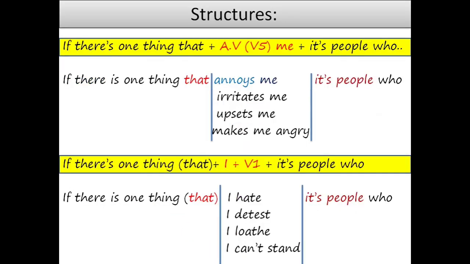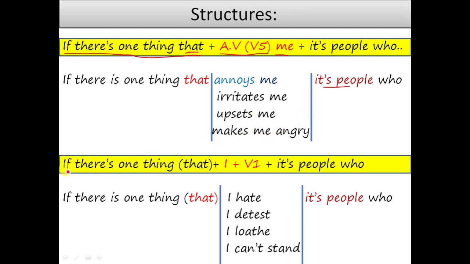In this way we are using two different structures for subject relative clause and object relative clause. For subject relative clause we are using if there is one thing, that is compulsory here. If there is one thing that plus V5, attitude verb, it should be in V5 or singular form, and me, and then it's people, and the given clause. Like if there is one thing that annoys me, it's people. If there is one thing that irritates me, it's people. If there is one thing that upsets me, it's people. If there is one thing that makes me angry, it's people.